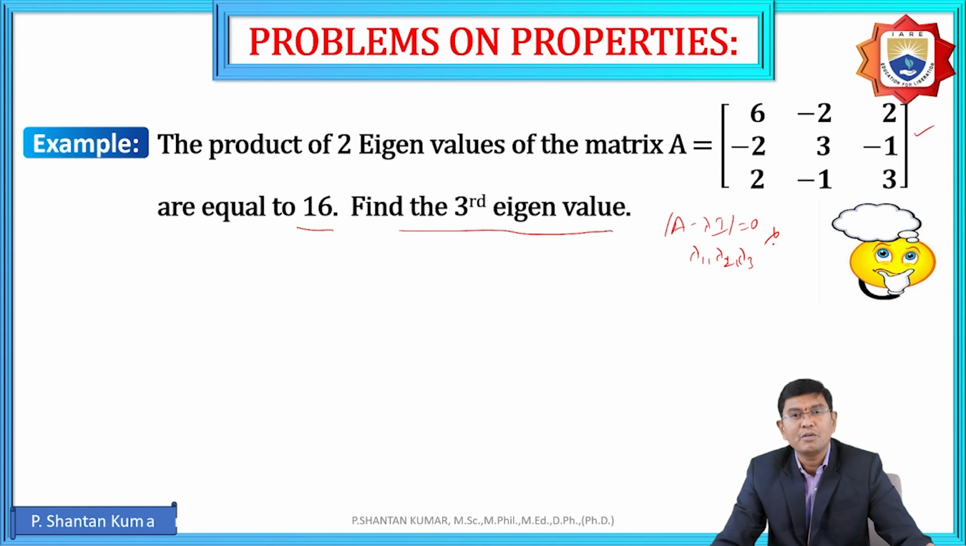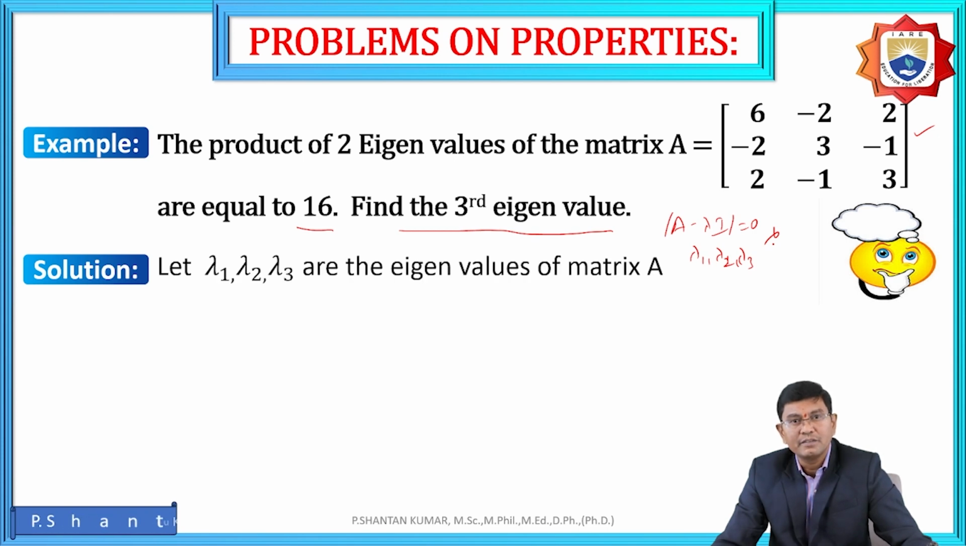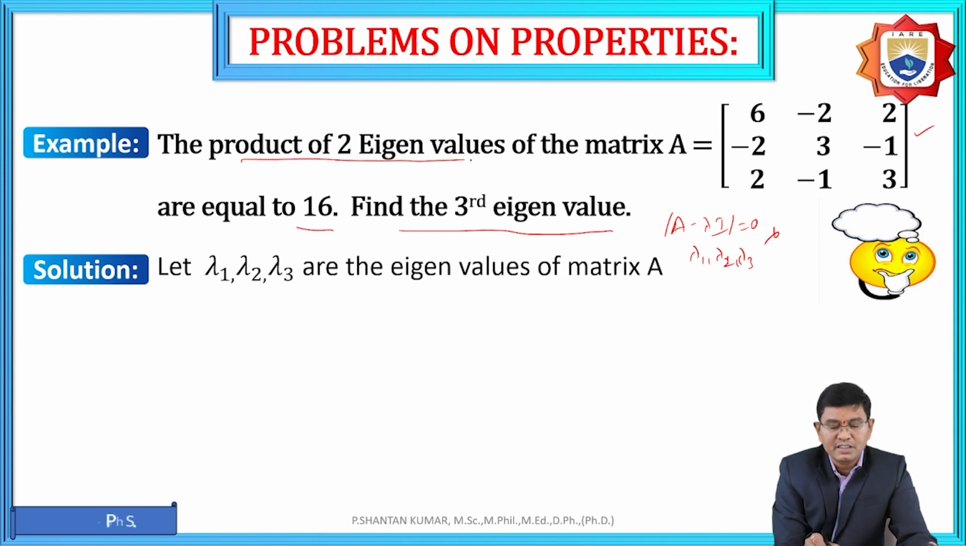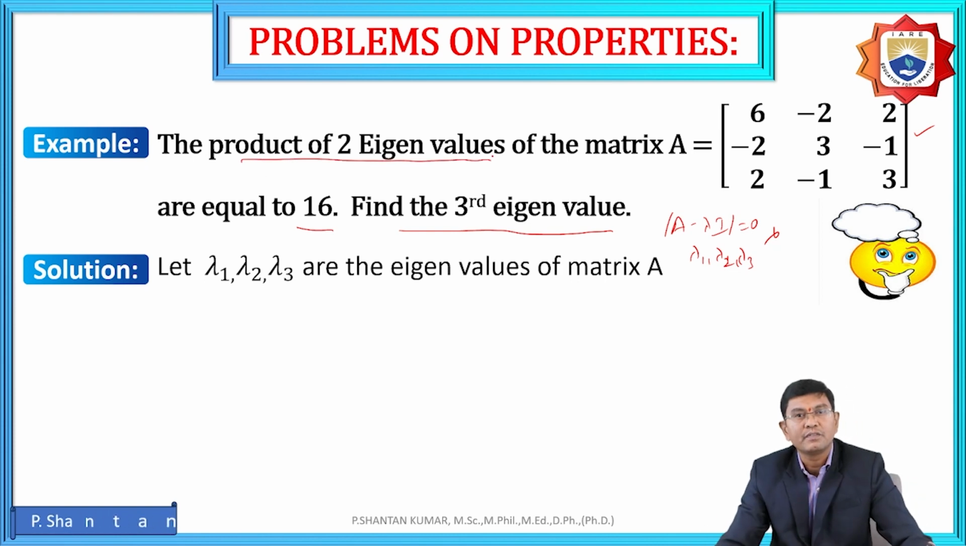Here in the problem, the condition given is the product of two eigenvalues. The given matrix is a 3 by 3 matrix, so we assume that its eigenvalues are lambda 1, lambda 2, lambda 3. Moreover, the given condition is that the product of two eigenvalues is 16. That means, considering lambda 1, lambda 2, lambda 3, the product of two eigenvalues, lambda 1 and lambda 2, is equal to 16. Then we need to find the third eigenvalue.